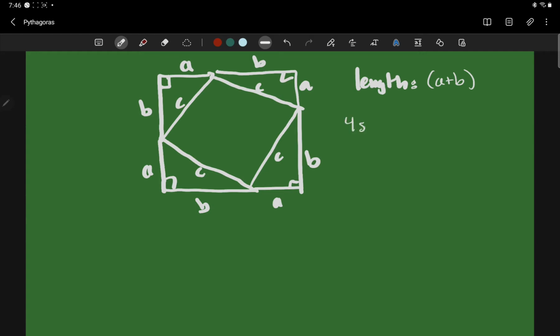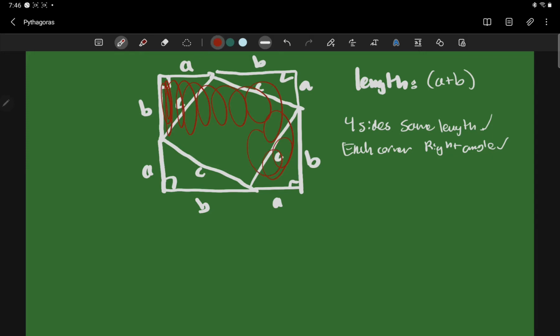So we know that all four sides are the same length. And we also know that each corner is a right angle. So because we know these two pieces of information, we can safely say that this entire area right here is a square. So how would we describe the area of a square? Or rather, this particular square?